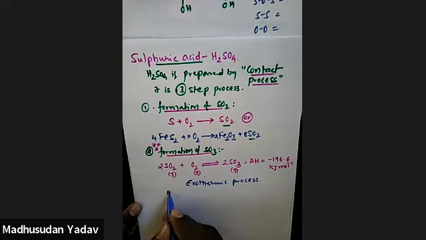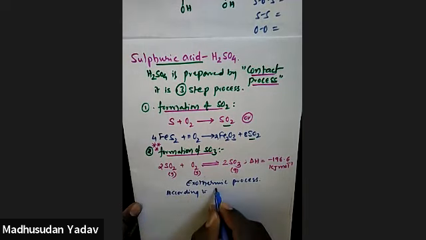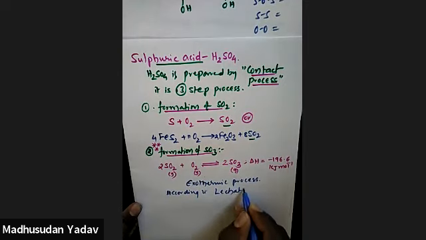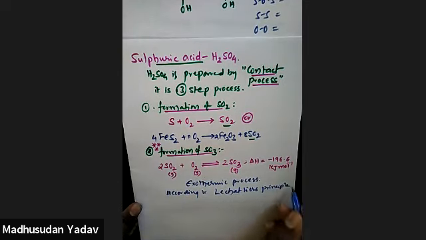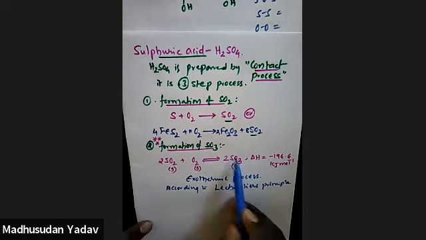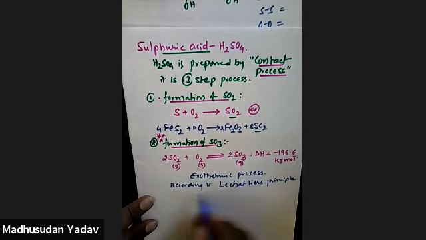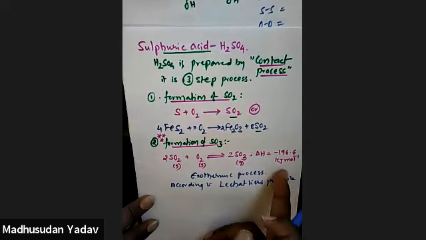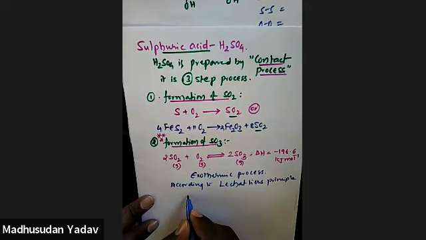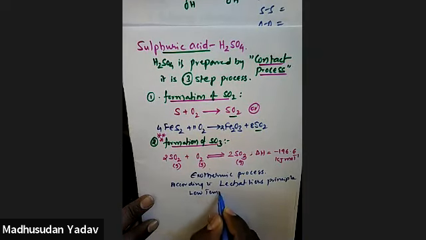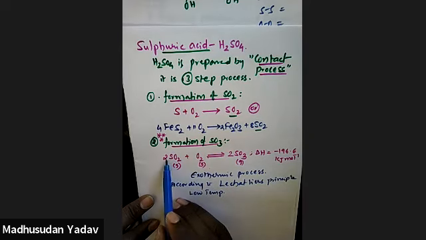So according to Le Chatelier's principle, you have to write some favorable conditions for the formation of sulfur trioxide. It is an already exothermic reaction, so it is giving out excess energy. So low temperatures are favorable. So for this, low temperatures.